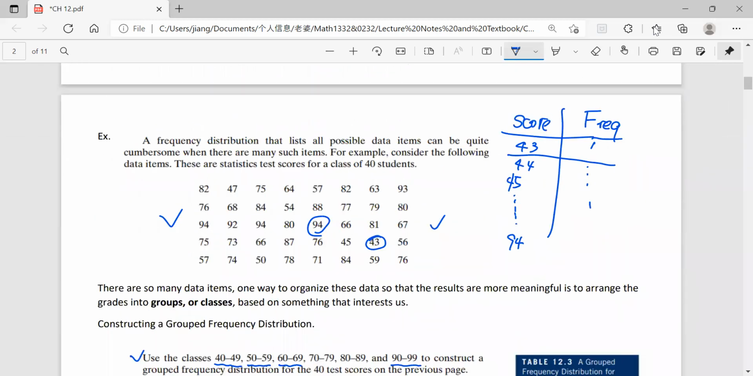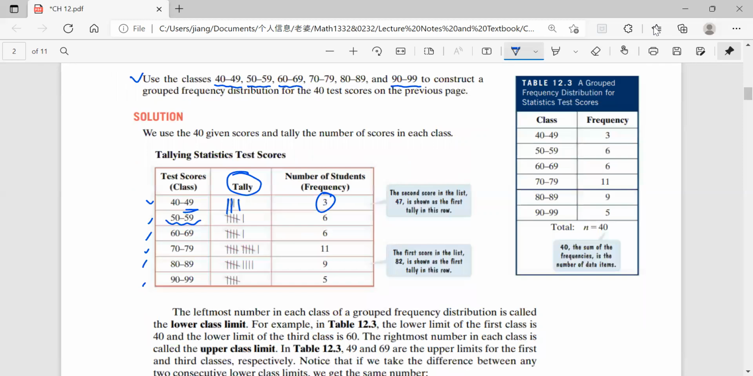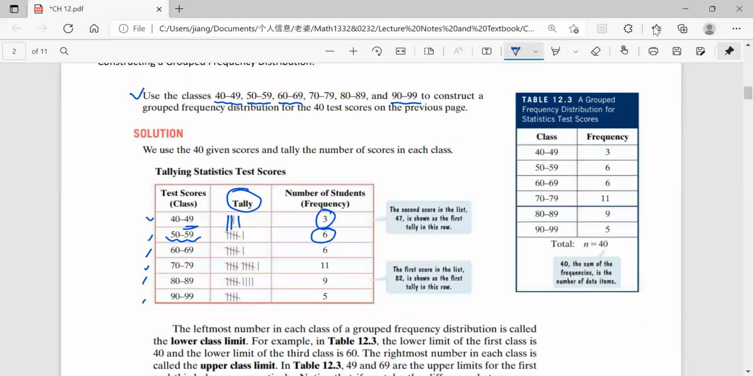and from here I found there are 6 students, so the frequency is 6, and so on. I find all of the frequencies for these classes. So after finding this information, I can delete the tally part and convert it to the frequency table.